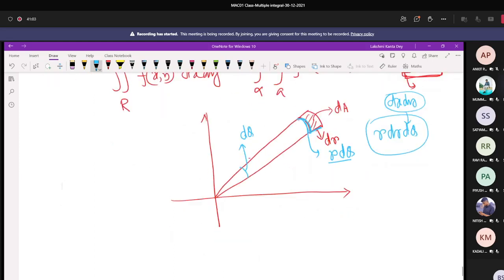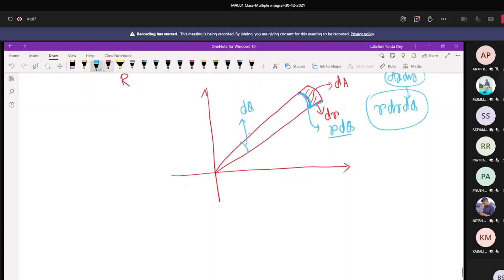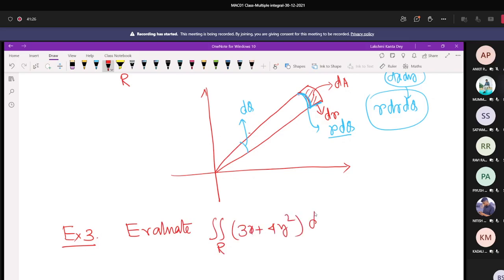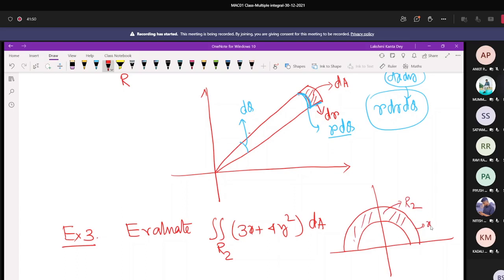I hope you understand. Then I give one example, very simple, and then another example may be a little bit difficult. Example 3. Suppose we have to evaluate the integral over R of 3x plus 4y square dA, where this is basically R2. I draw the same picture again. This is your R2, this part, and this is x square plus y square equal to 4. This is x square plus y square equal to 1. So this part we have to do.